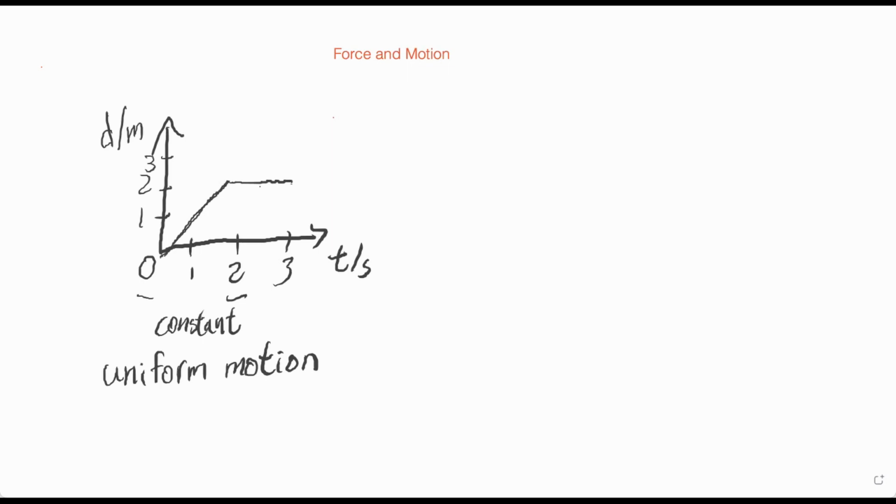But then what exactly happened between the second and the third second? At the second second, it has traveled 2 meters, and in the third second, it also only has traveled 2 meters. So judging from this, during this 1 second period, it has not moved a bit. The distance traveled is 0 meters over 1 second, which equals 0. So the speed in this period is 0. It's actually not moving.